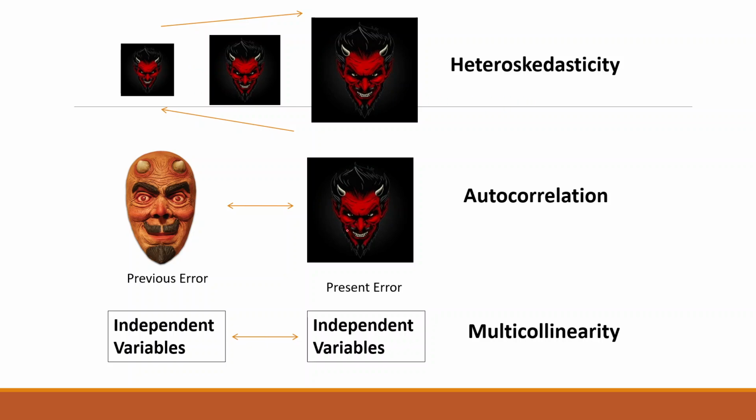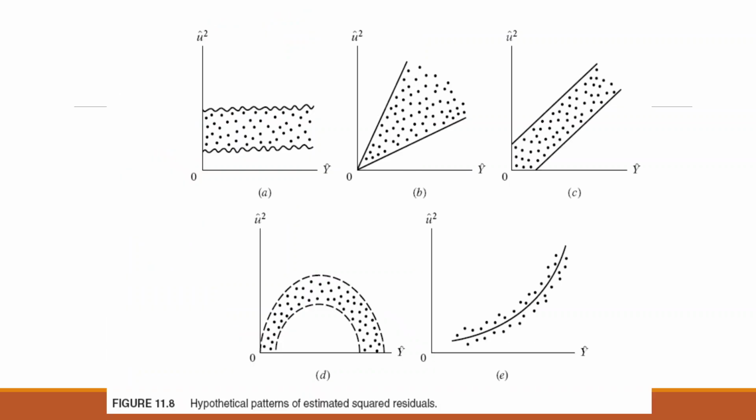There should not be any correlation between the present error and the previous error. If it is there, then it is autocorrelation. Two independent variables should not be correlated with each other. If they are, then it is multicollinearity.